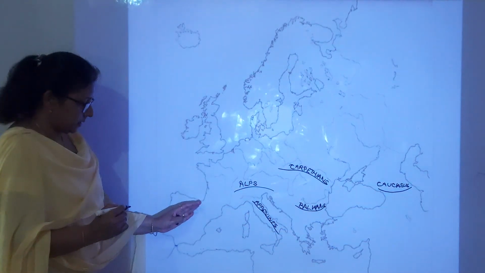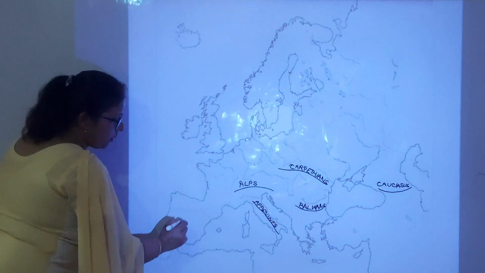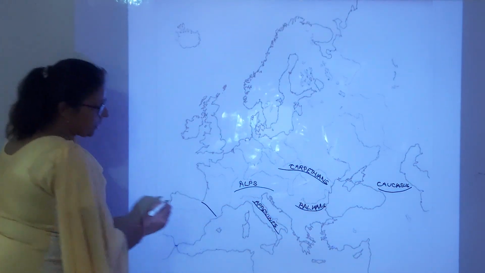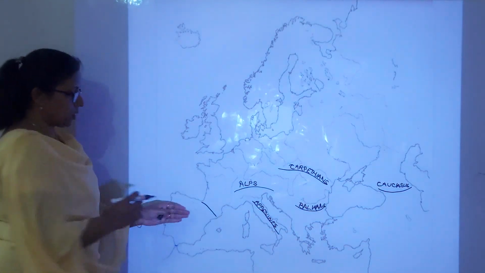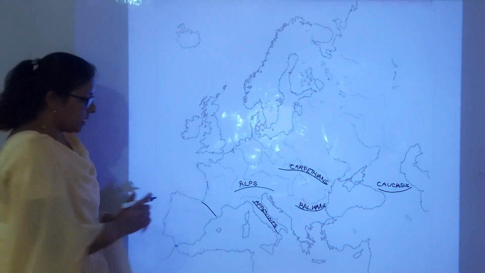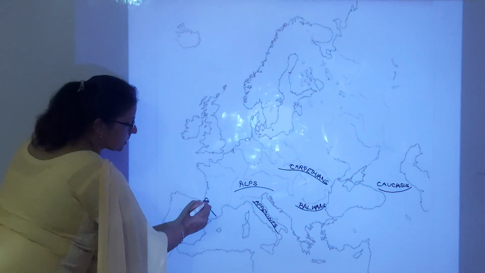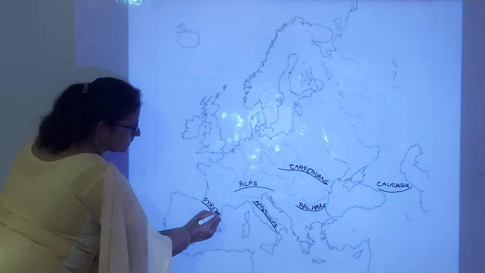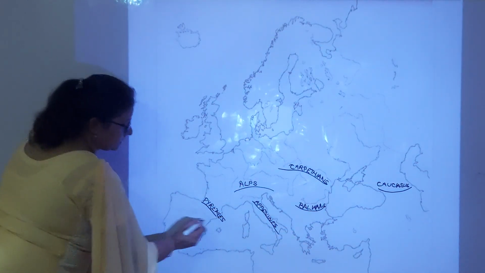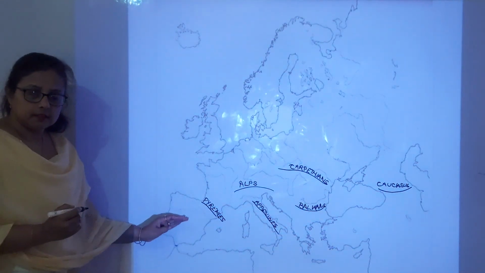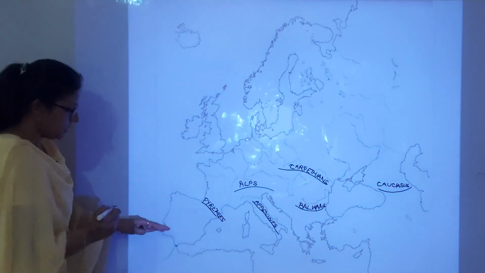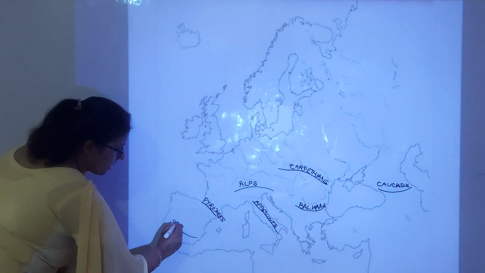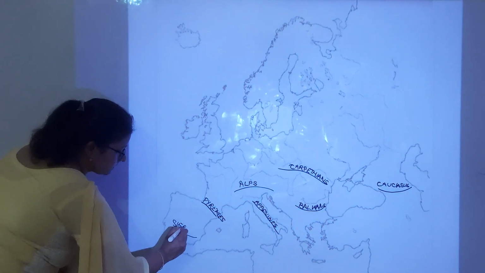Further towards the west, an important mountain range which is a natural border between Spain and France is the Pyrenees. And further towards the south in Spain, we have the Sierra Nevada.